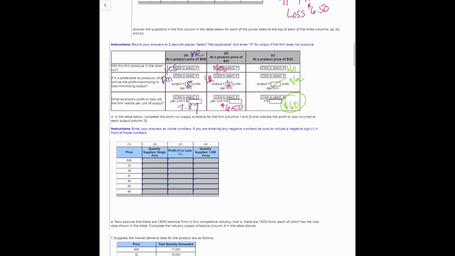Then it goes on to give us another portion. It says D, in the table below, complete the short-run supply schedule for the firm and indicate the profit or loss incurred at each output in column 3.